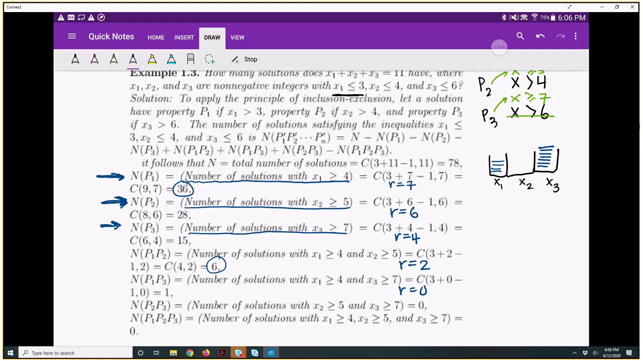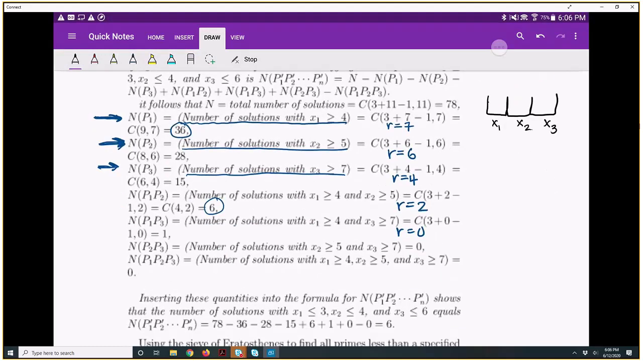The number of solutions with x2 greater than or equal to 5 and x3 greater than or equal to 7 is 0 because that's impossible. I can't already have placed 12 items because I only had 11 items to start with.